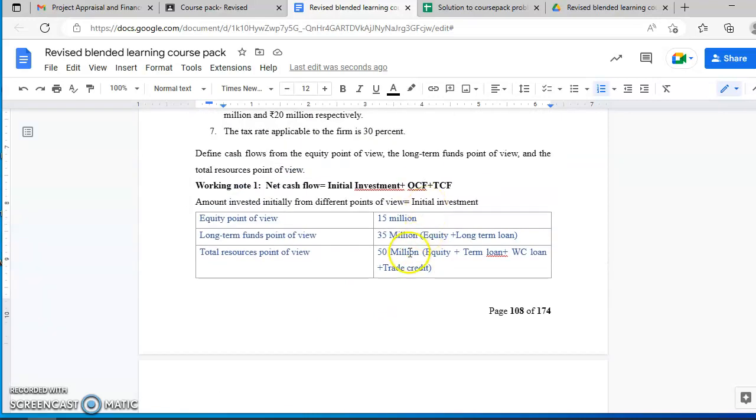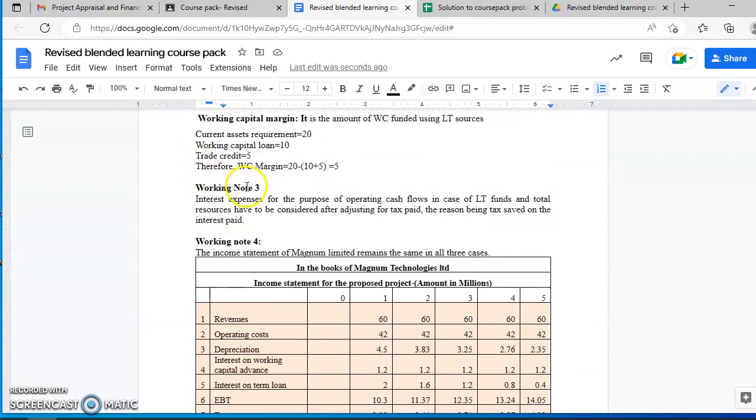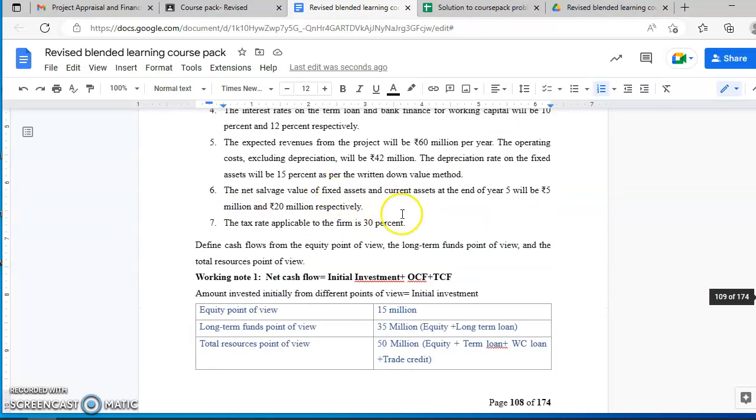Okay, all these are taken here. So this is the initial investment. The second part, okay, let me not go to that. The second part is the operating cash flows.